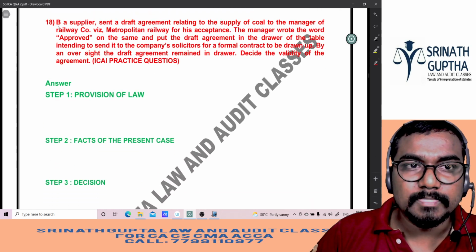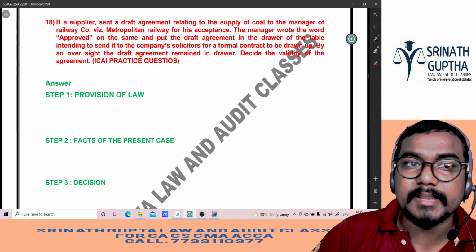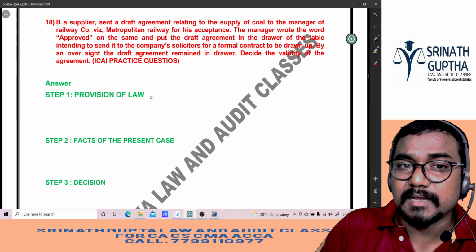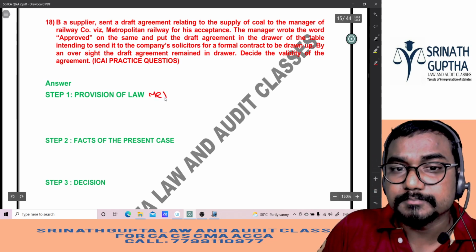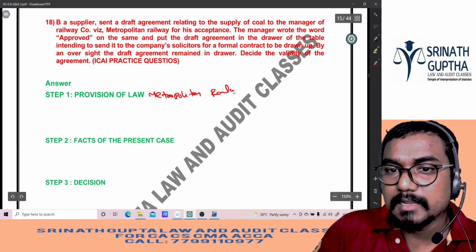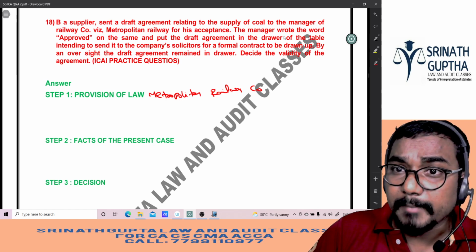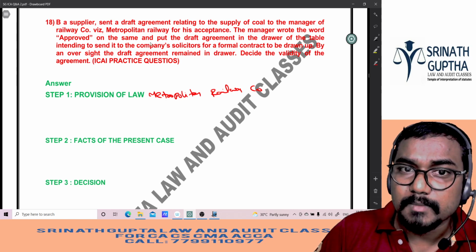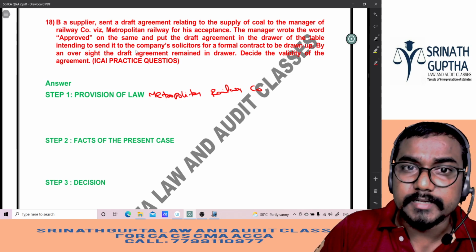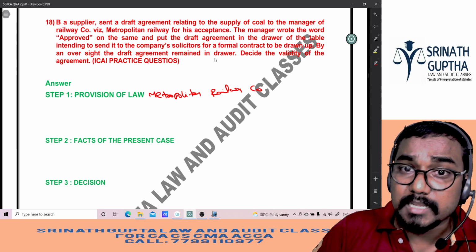And this one, beta. B, a supplier, sends a draft agreement relating to supply of coal to the manager of the Metropolitan Railway Company. Same case, beta. The case name also is Metropolitan Railway Company only. Metropolitan Railway Company case. For acceptance, the manager wrote the word 'approved' on the draft, but put the draft agreement in the drawer of the table, intending to send it to the company solicitor for a formal contract to be drawn up. And oversight, the draft agreement remained in the drawer.